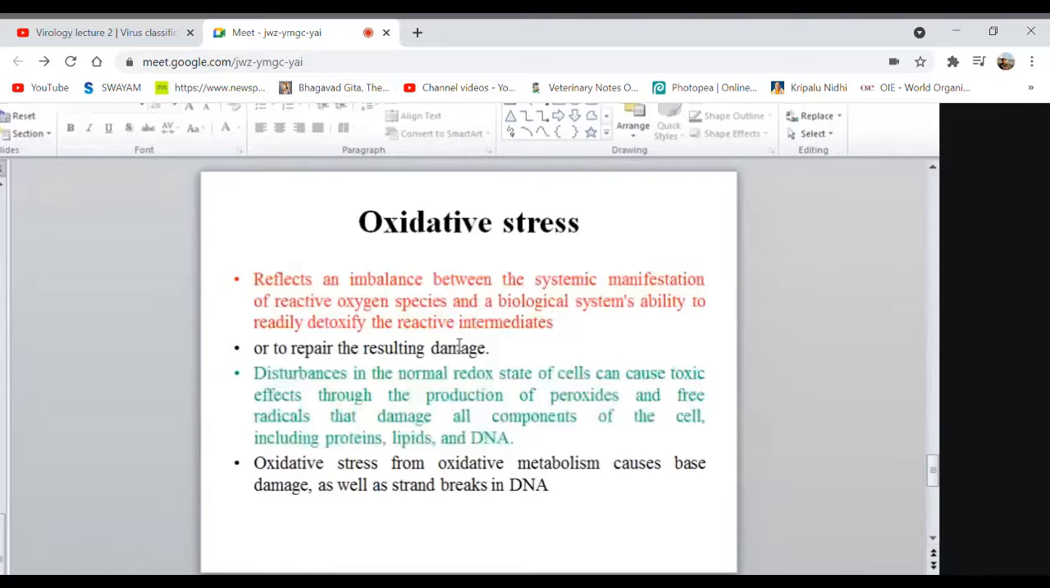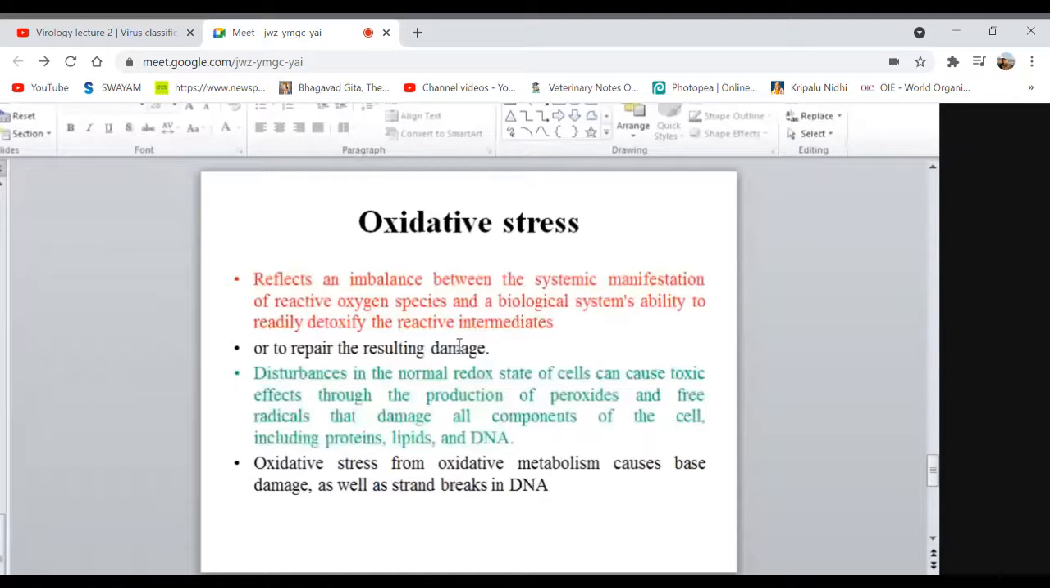So if there is an imbalance between the manifestation of reactive oxygen species and our body's ability to detoxify, this leads to stress in our body, which is called oxidative stress. And if the body's ability to repair the damage caused by reactive oxygen species also decreases, that also leads to stress, which is commonly called oxidative stress. So there is a disturbance in the normal redox state of the cells, and that can cause toxic effects.